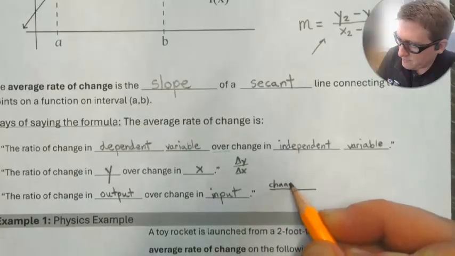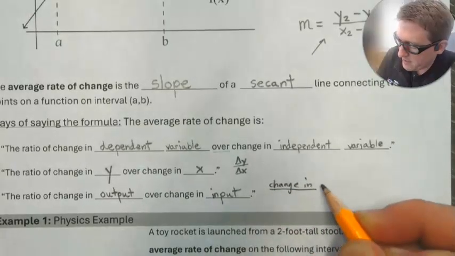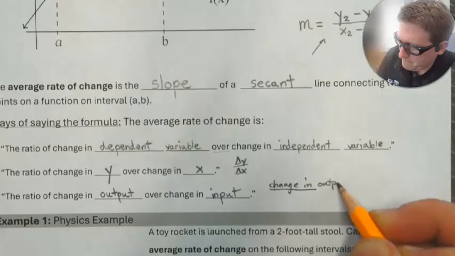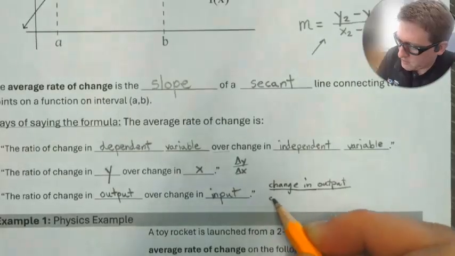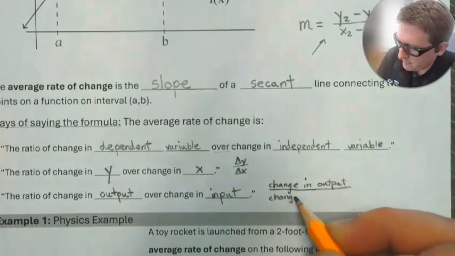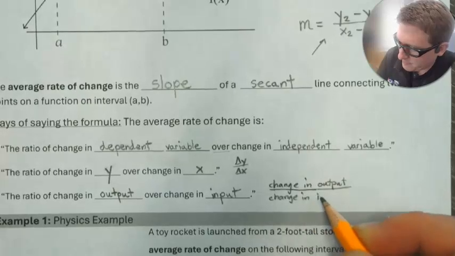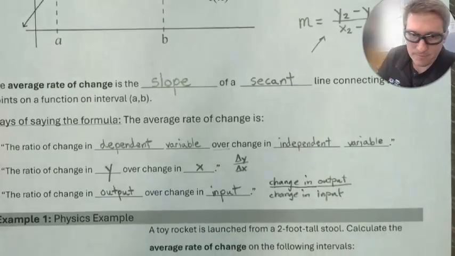Change in output divided by change in input. Okay, let's do an example.